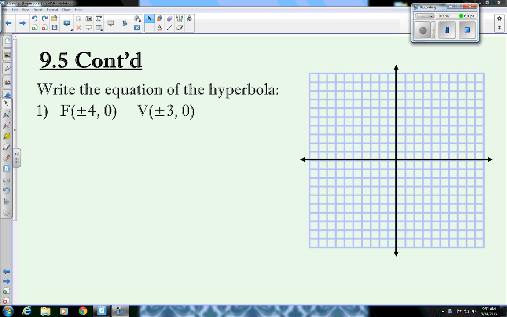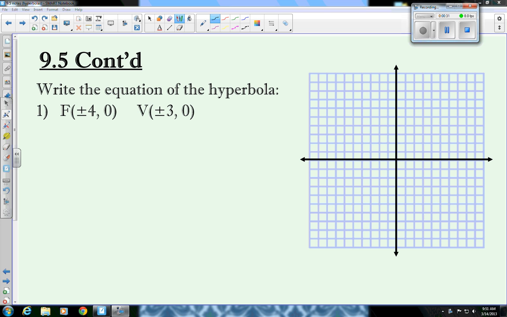Continuing, we're going to write the equations of a hyperbola if you are given the focus and the vertex. Remember, we use those other 2 points, but they don't actually have a name because they are not actually part of the graph itself. So, if you're going to write an equation of the hyperbola, the first thing you do is look at where the focus and the vertex lie.